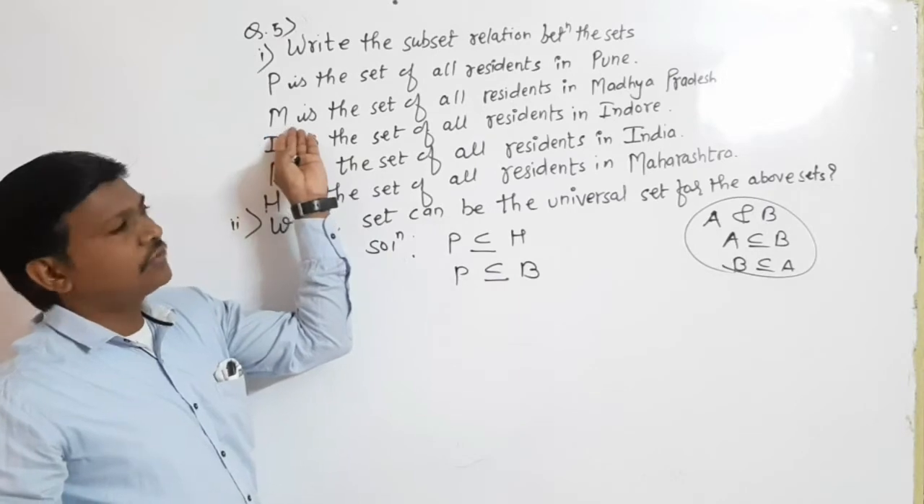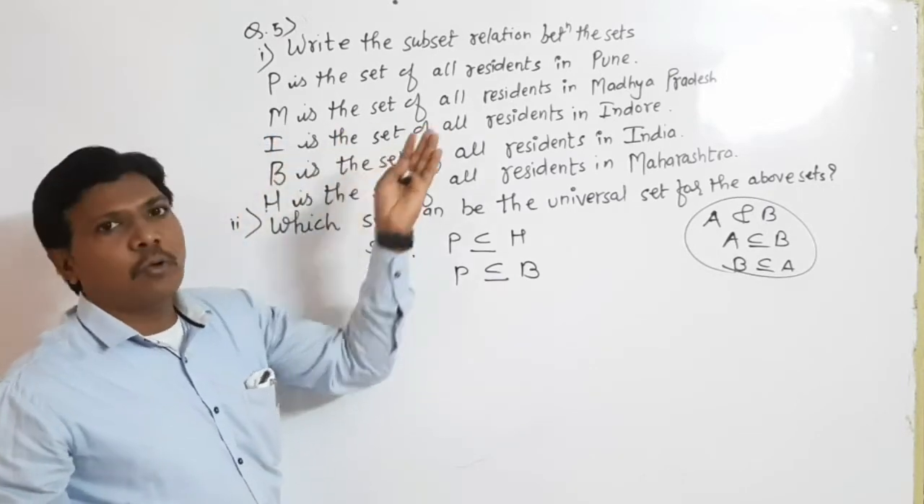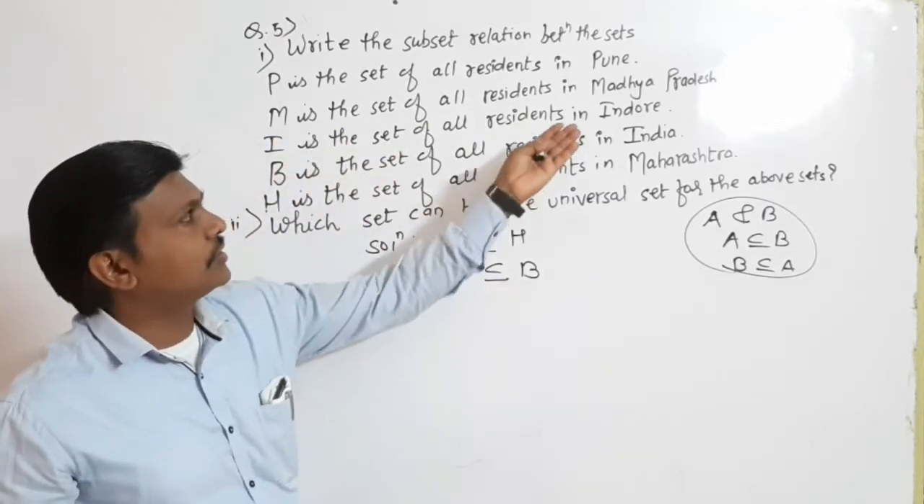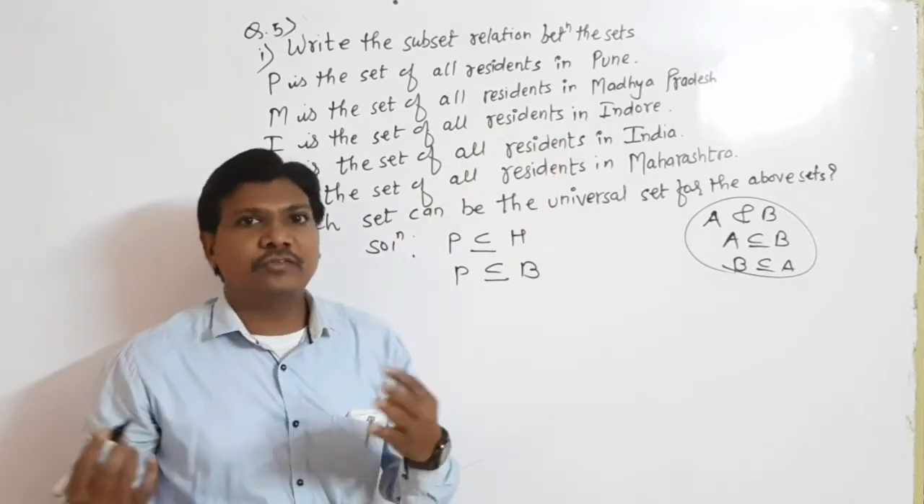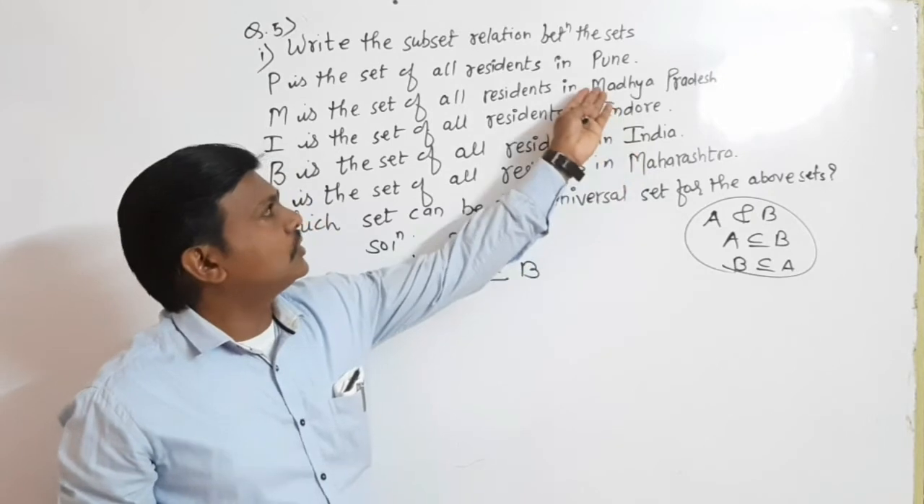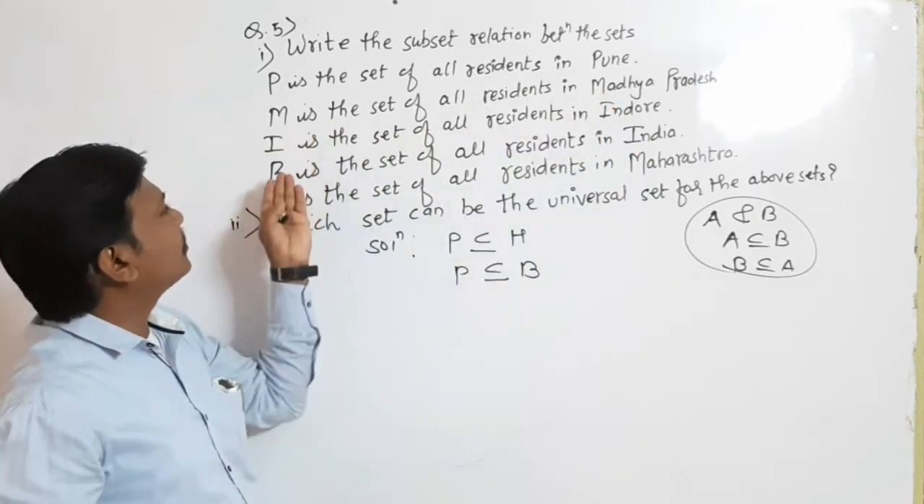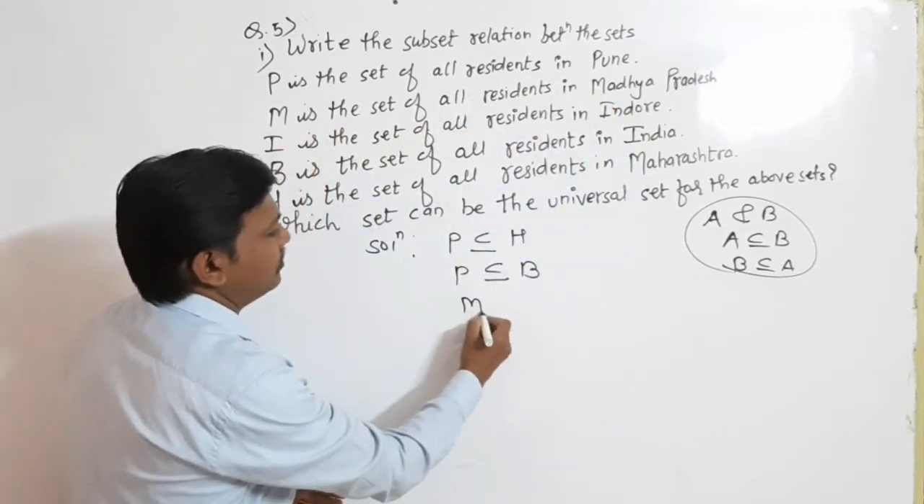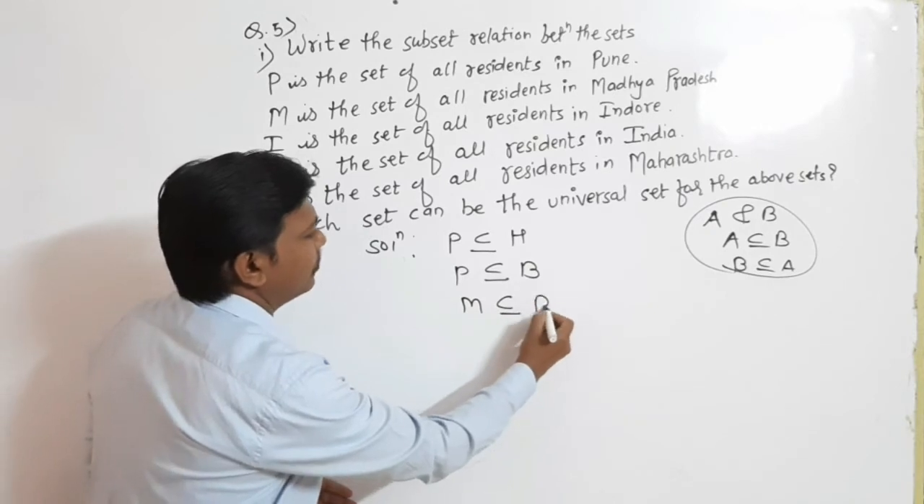Then think about this M. M is the set of all residents in Madhya Pradesh. So Madhya Pradesh is a state, and it is related to our country India. So this M is a subset of B. So M is a subset of D.